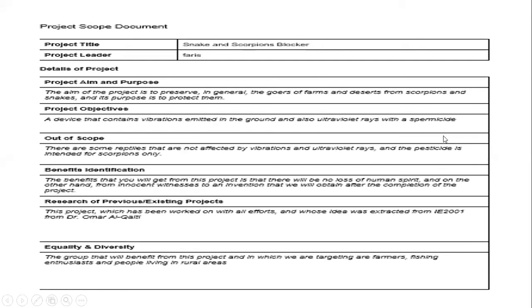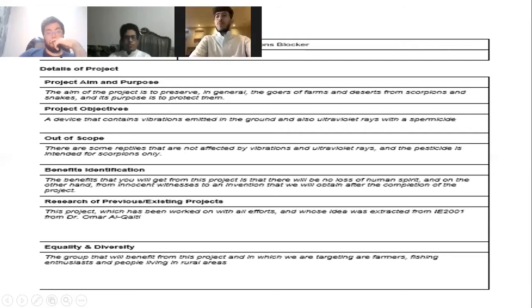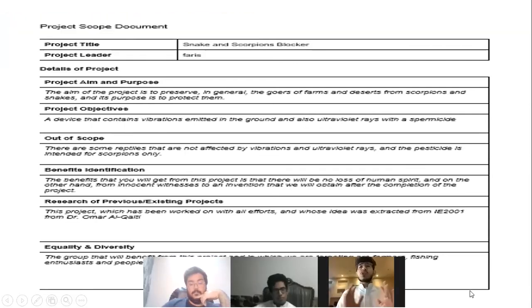I'm Faris. Now let's talk about the project scope document in general. The project scope statement, sorry, has seven important things. The first is the objective.